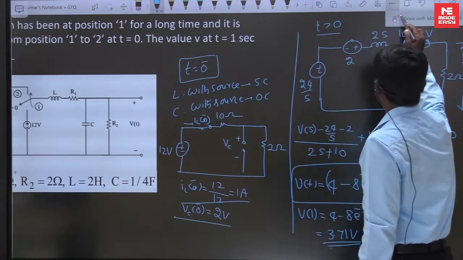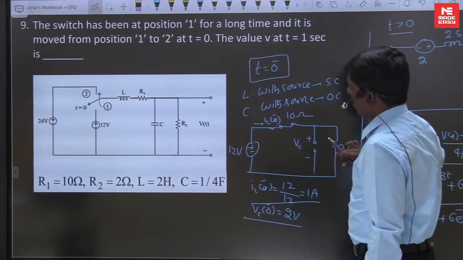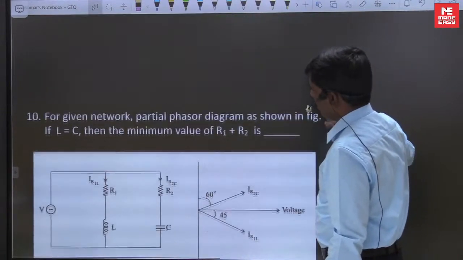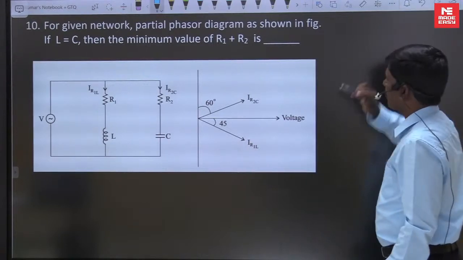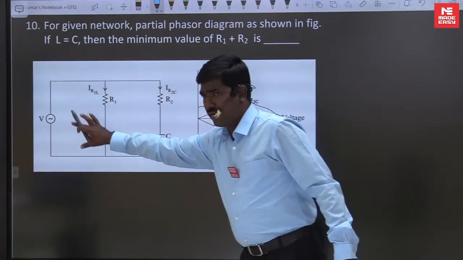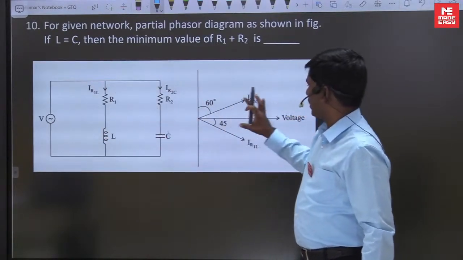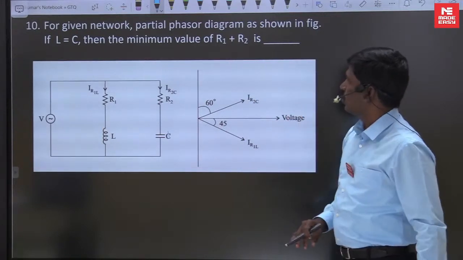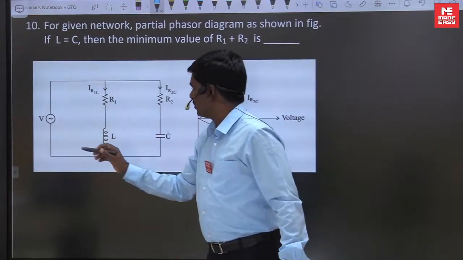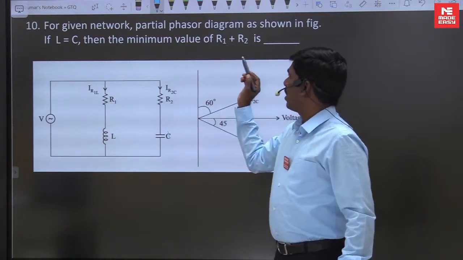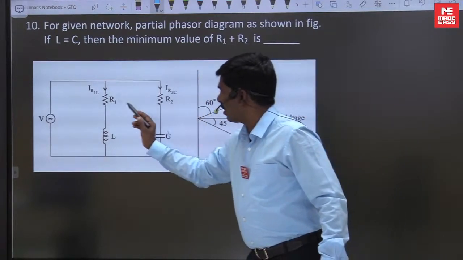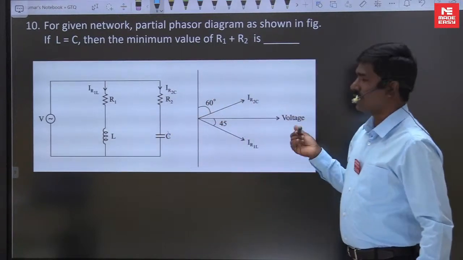So this is something lengthy now. Okay. Now give answer for this. It's a simple, excellent logic question. For the given network, this is the given network here now. For this network a partial phasor diagram is shown in the figure. If L is equal to C, these L and C values are both the same, then the minimum value of R1 plus R2, R1 plus R2 का minimum value क्या हो सकता है?